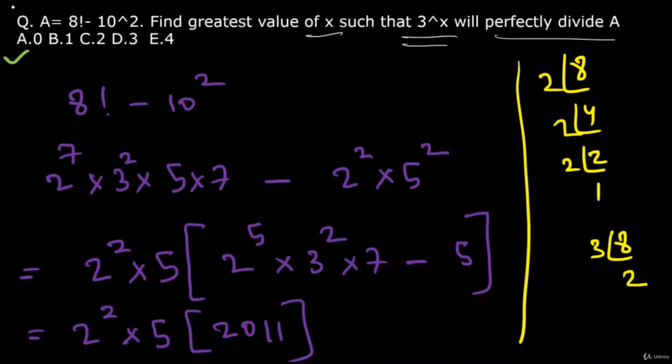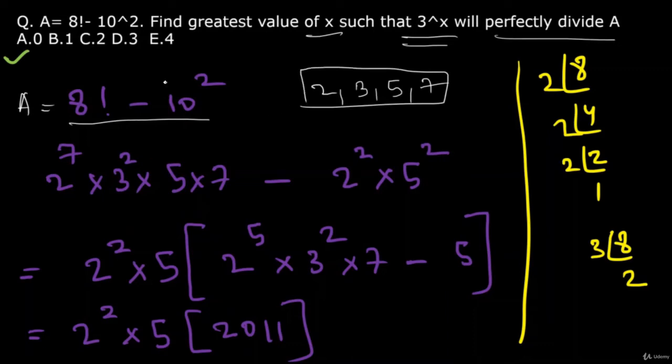Now let's see why that is. Over here we know that A is equal to 8 factorial minus 10 square, right? The first step is we need to factorize 8 factorial. Now how do we do that? What are the prime numbers that are less than 8? They are 2, 3, 5 and 7, right? So we need to see in 8 factorial how many 2's are there, how many 3's are there, how many 5's are there and how many 7's are there.